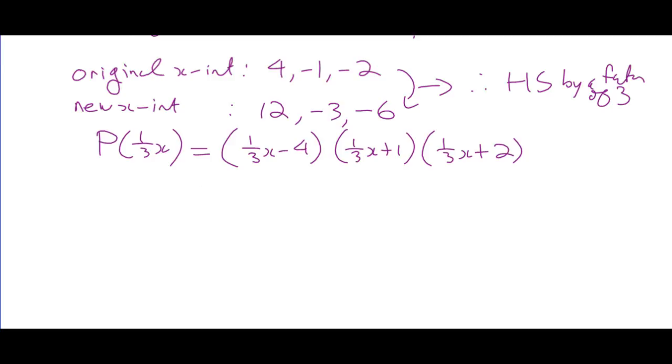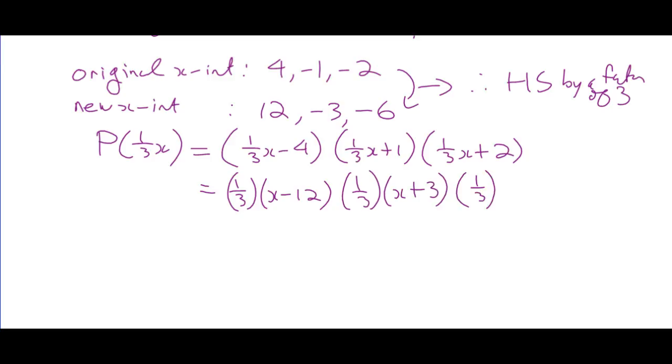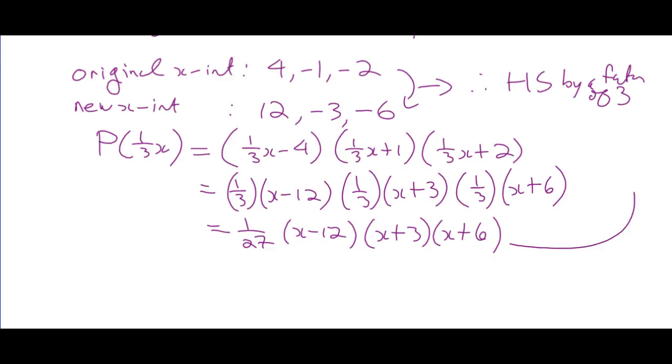Now we say, okay, we're going to factor out the thirds. So this is 1/3, and this will be x minus 12. Factoring out the third means multiplying everything by 3. Factor out the third, multiply everything by 3. So we're sitting here, so that's 1/27th. X minus 12, x plus 3, x plus 6. This matches with this, right? The equation we now have has the correct x-intercept, right? Has an x-intercept of 12, negative 3, and negative 6.